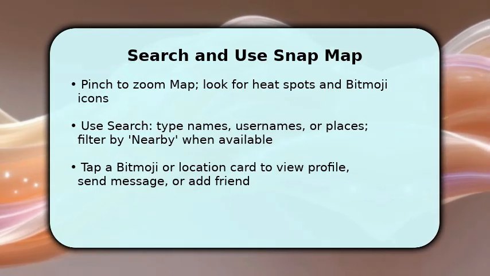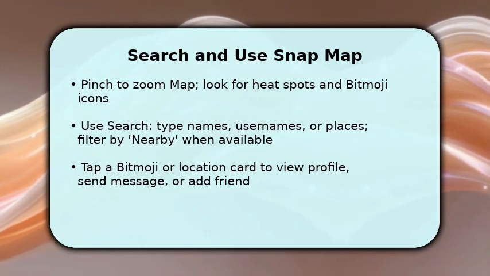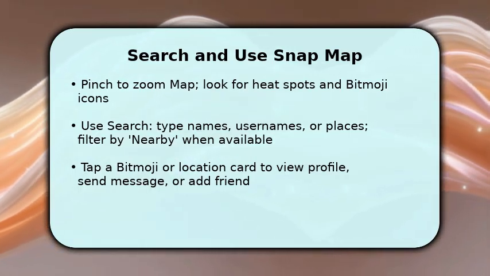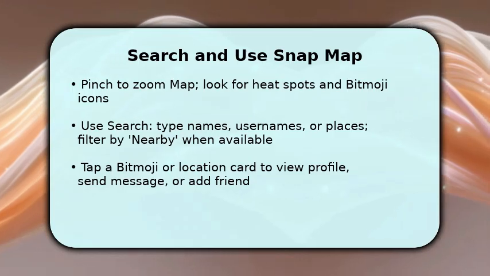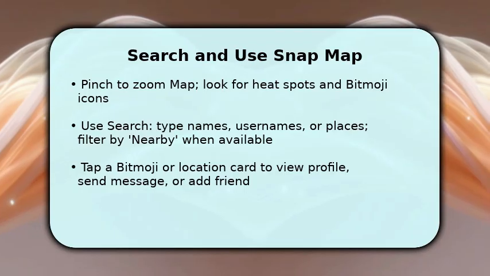When Snapchat offers a nearby or people option, tap it to narrow results to your area. Once you spot someone, tap their Bitmoji or location card to view their profile, see stories, send a message, or add them as a friend.